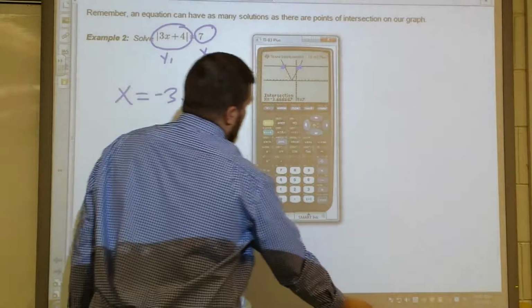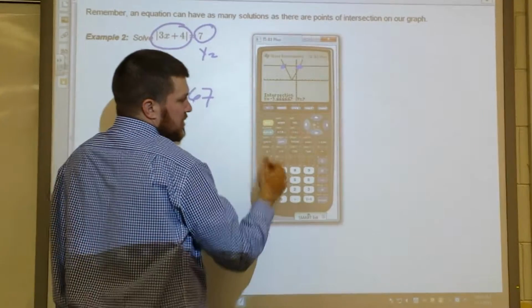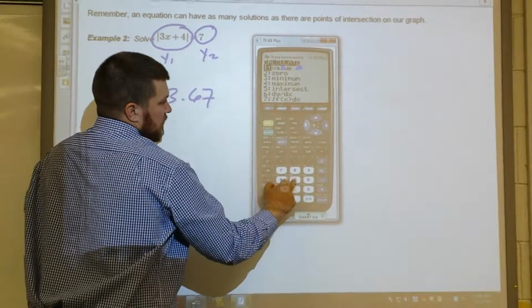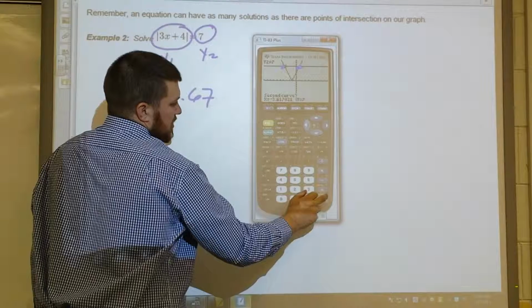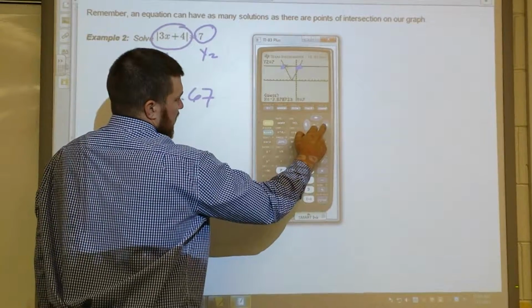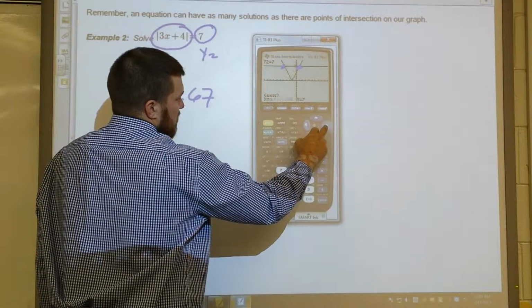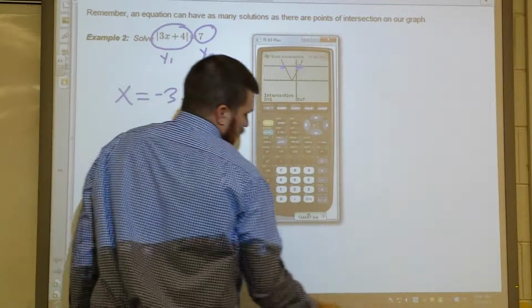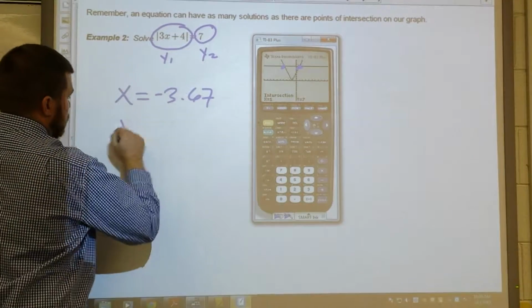And then I'm going to find the point of intersection on the right, so I need to do the process again. So second calc, option 5. First curve, enter. Second curve, just hit enter. Then guess. Use your right arrow key to move into position. And I get x equals 1.